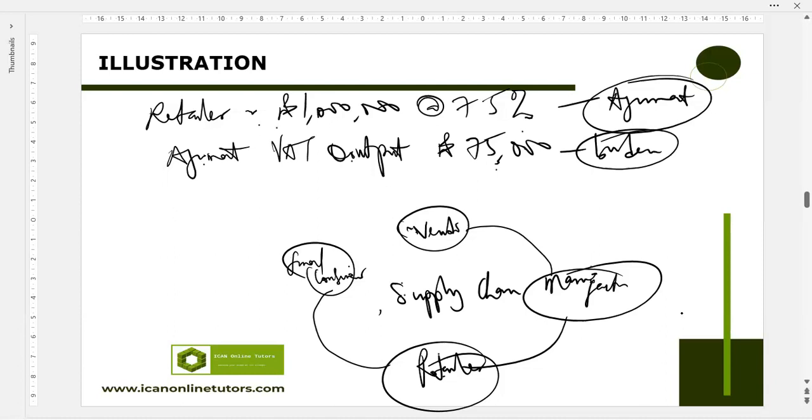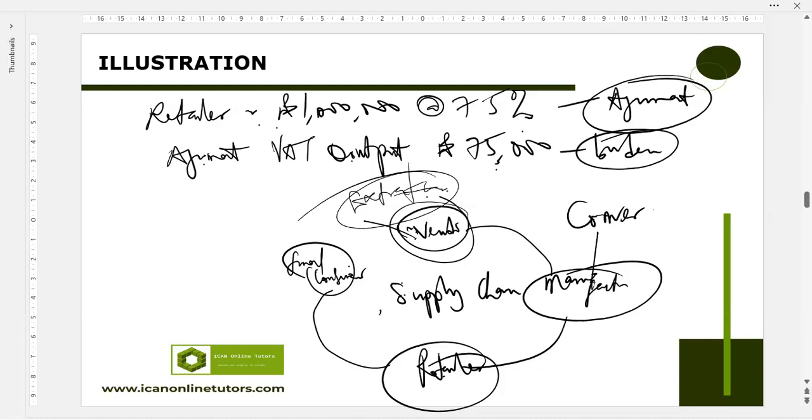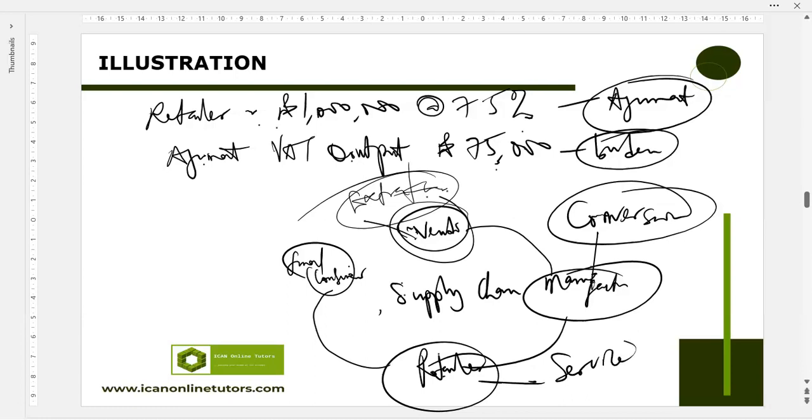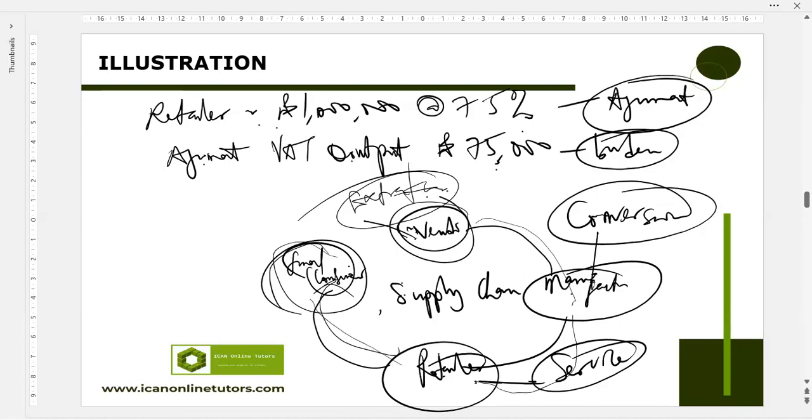Now this vendor is operating in, let's say, the extraction industry, if you did business studies. Then this manufacturer is in the conversion stage, the conversion industry. Then the retailer is the service person. But this is the person that enjoys the product, so this is the destination. Look at where the goods are coming from: the vendor to the manufacturer to the service provider, which is the retailer, then to the final consumer. That's the destination of the goods.